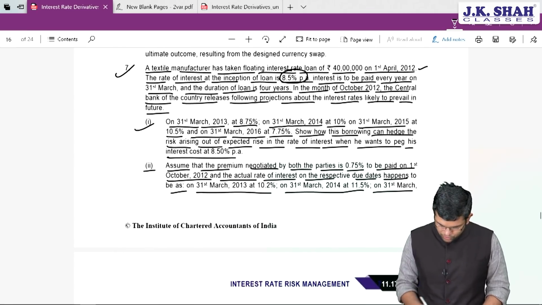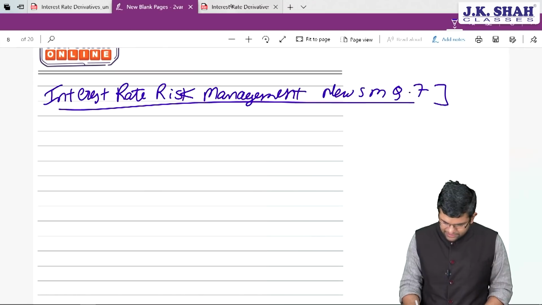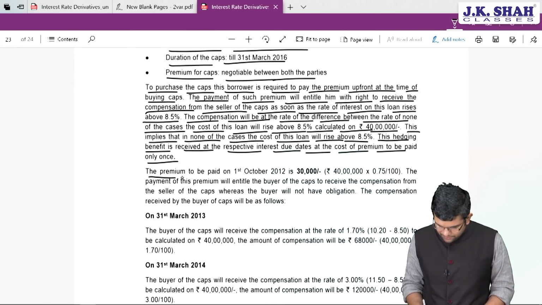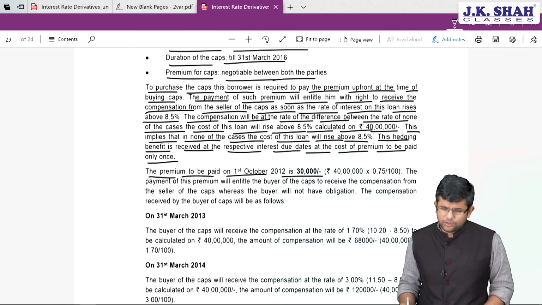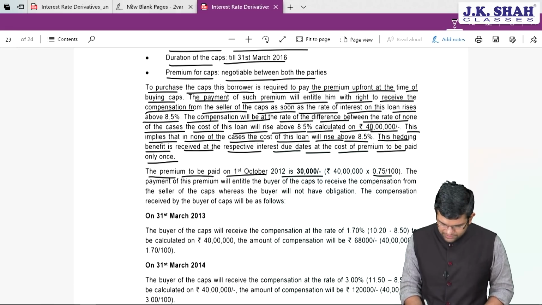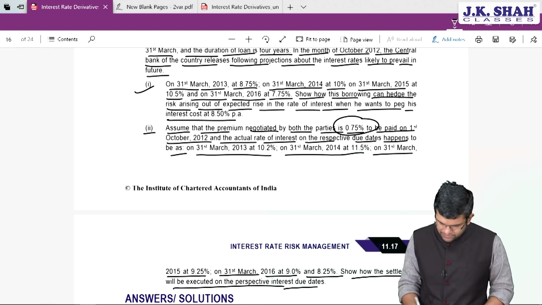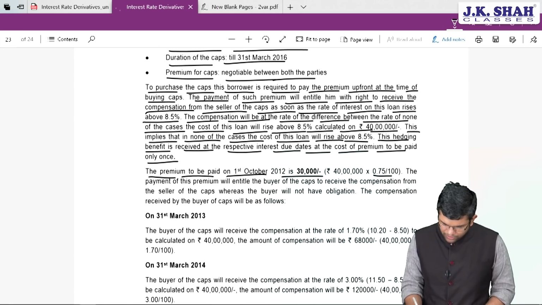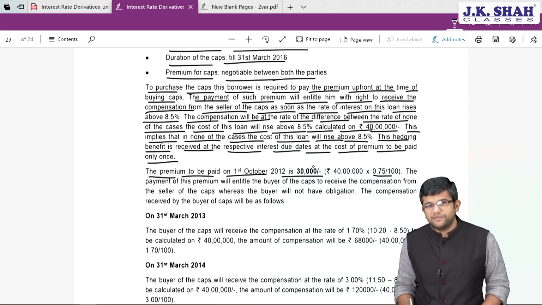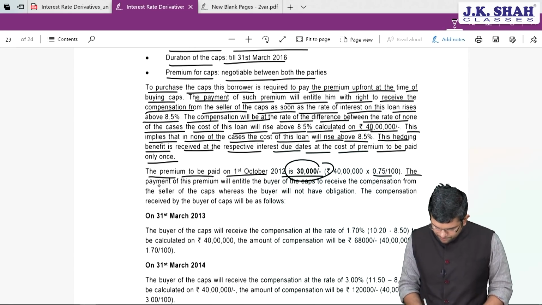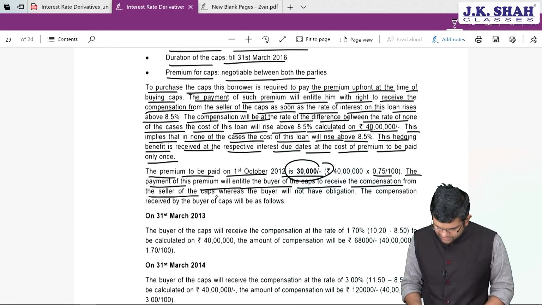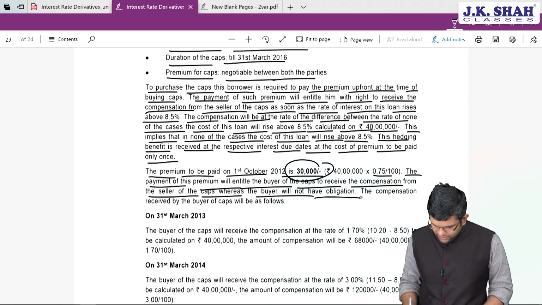Can we start? Please pay attention: the premium to be paid on 1st October is 30,000. From where did we get 30,000? They are saying it is 0.75% premium. So 40 lakh into 0.75% will give you the premium to be paid. The payment of this premium will entitle the buyer of the cap to receive the compensation from the seller of the cap, where the buyer will not have any obligation.